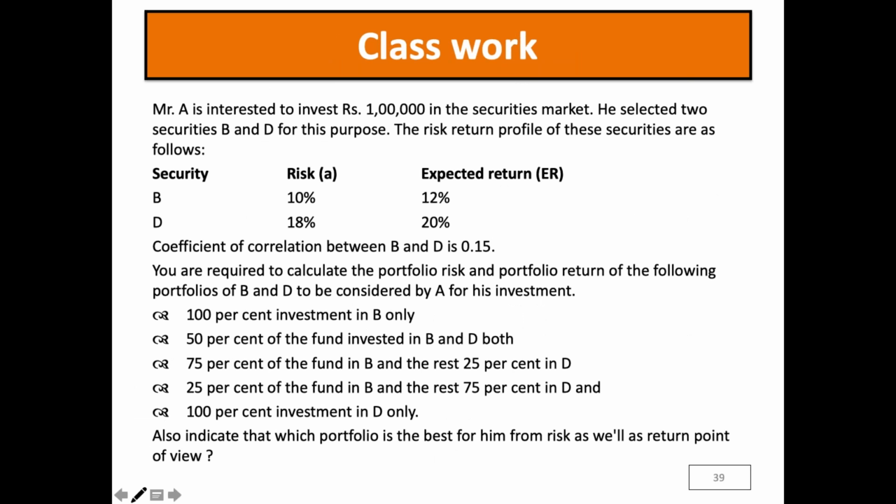Then this is one more question. Coefficient of correlation is given to me as 0.15. I have to invest 1 lakh rupees. 2 securities B and D have been given to me, and different combinations were given. So I am given the concept like invest 100% in B only, 50% in B and D both, then 75% in B and 25% in D. Likewise, I have been given different combinations.